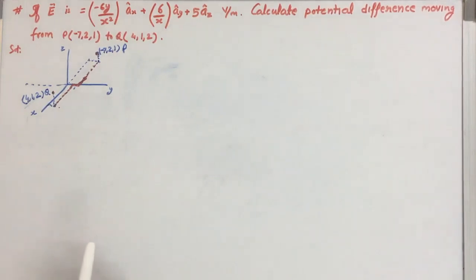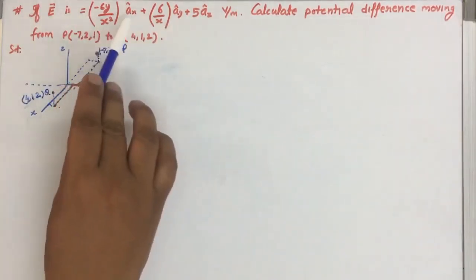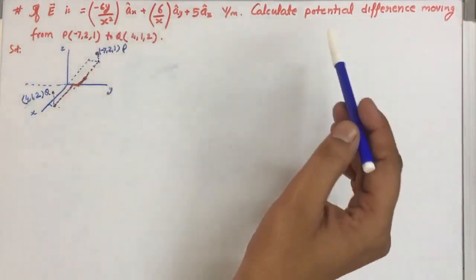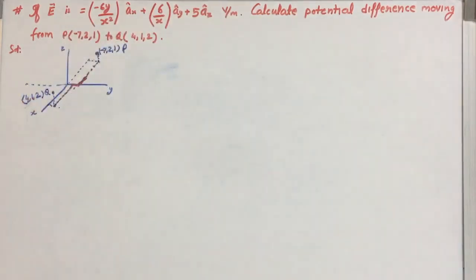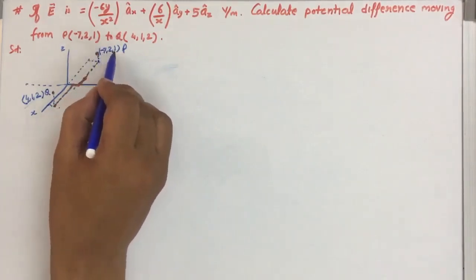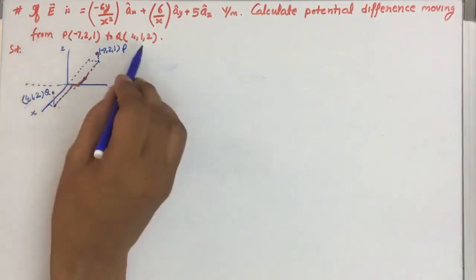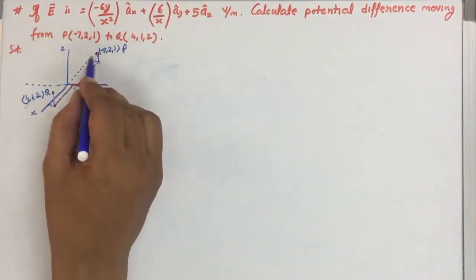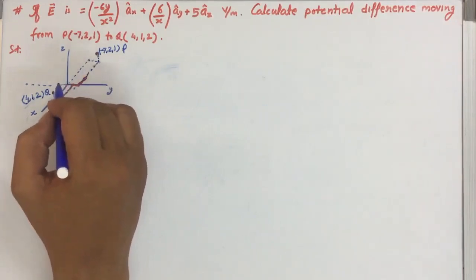Let us solve one example to find the potential difference. The example is E given here in the Cartesian coordinate system, and now we have to find the potential difference when we are moving from point P to point Q. Point P is given here, the coordinate is -7, 2, 1, and the coordinate of point Q is given as 4, 1, 2. So we have to move from P to Q, and to move from here to here we have to find the potential difference.